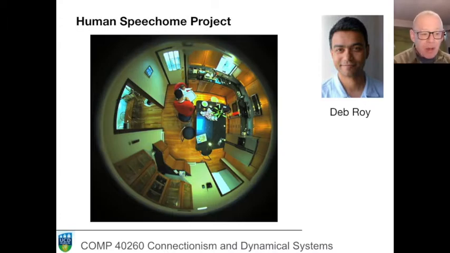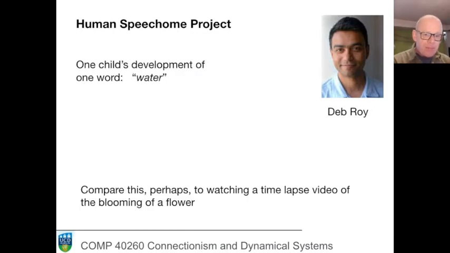There's an example of a view from one of these cameras. In this case, we're in the kitchen looking down on Deb himself, who is attending his son, who's in the high chair. Exploitation of this data set is still not complete. The data doesn't tell you how to look at it, so there's many, many ways one can approach this.